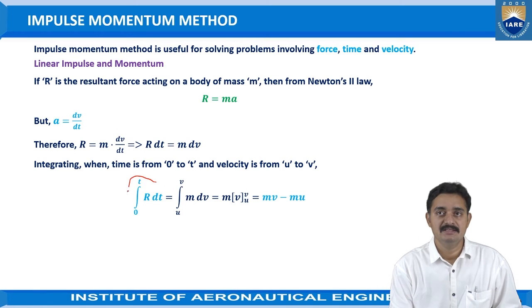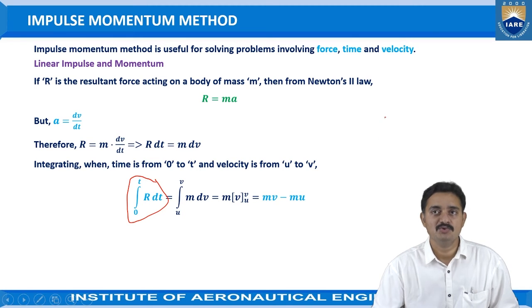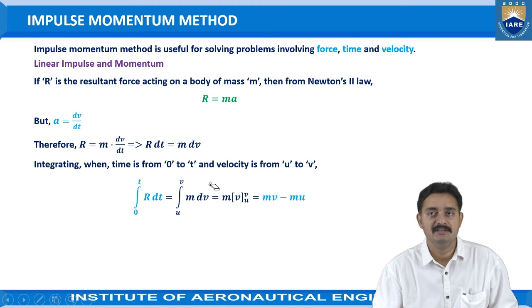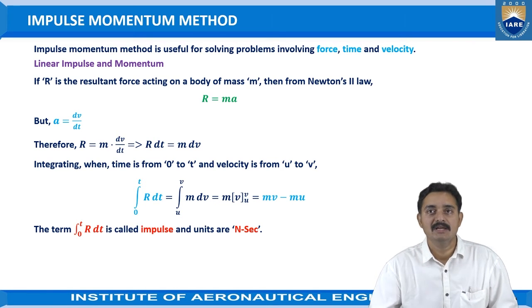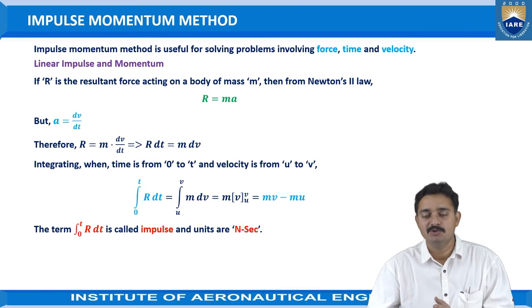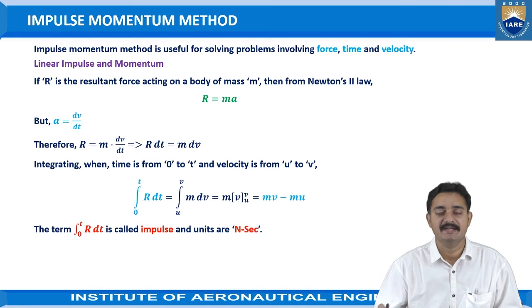Here, this left hand side term, integral 0 to t R dt is called the impulse, where this is the product of force and time. The term integral 0 to t R dt is called impulse and the units are, force unit is newtons and time unit is seconds. So the units would be Newton second.